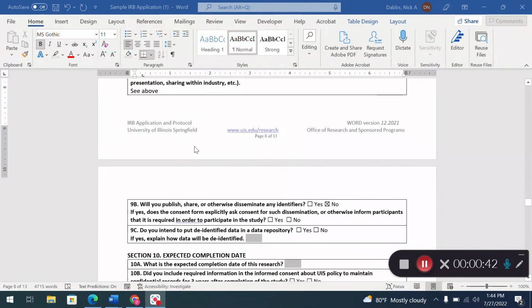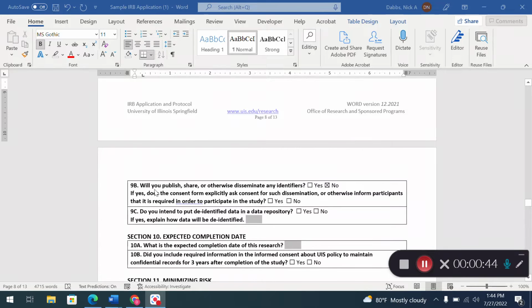9B says, will you publish, share, or otherwise disseminate any identifiers? Our study is going to be confidential and we don't want the participants tied to our study, so I've put no. But if you're going to, you'd want to indicate yes.